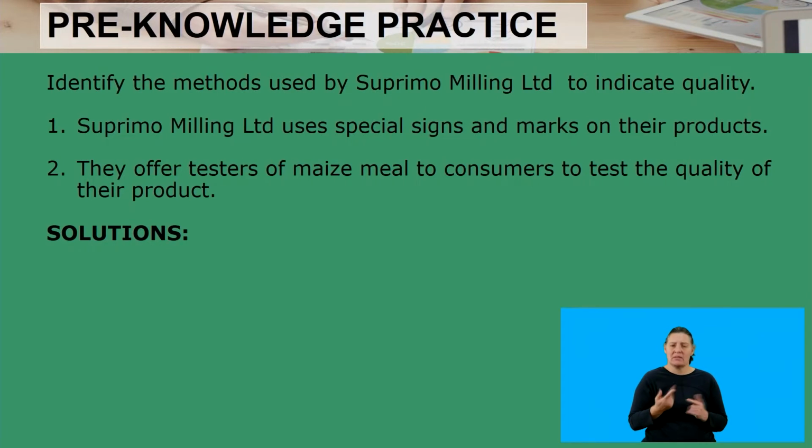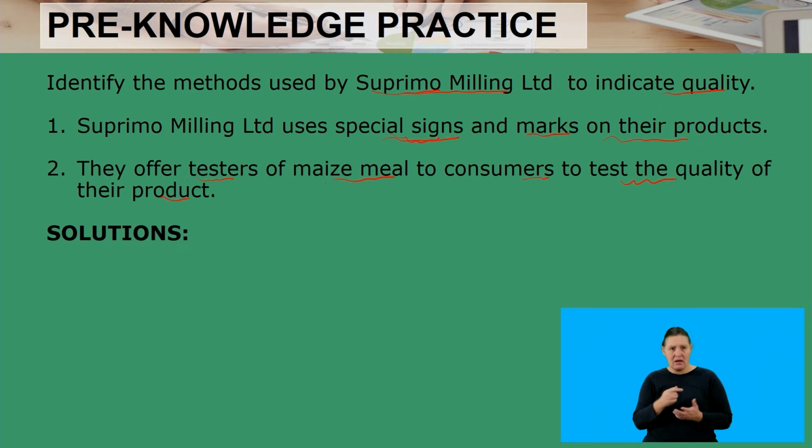Then we have a pre-knowledge practice. This is a previous question that was assessed in your previous grade. For instance, here you are expected to identify methods used by Supremo Mining Ltd to indicate quality. To say this business, what do they use to indicate that they are producing quality? Supremo Mining Ltd uses special signs and marks on their products. They offer testers of maize meal to consumers in order for the consumers to test the quality of their product. So which two methods are being applied by Supremo Mining Ltd there? And I will provide the solutions to you.